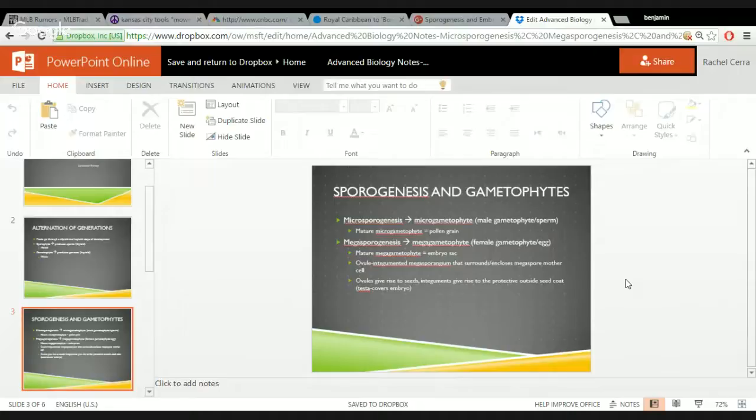Now you've got your megasporangium there. Inside your megasporangium, just like the microsporangium, you're going to have a megaspore mother cell. This is also diploid. Sometimes you'll hear this one called the megasporocyte. So the megaspore mother cell will undergo meiosis. Just like with the microsporogenesis, it's going to yield 4 megaspores.